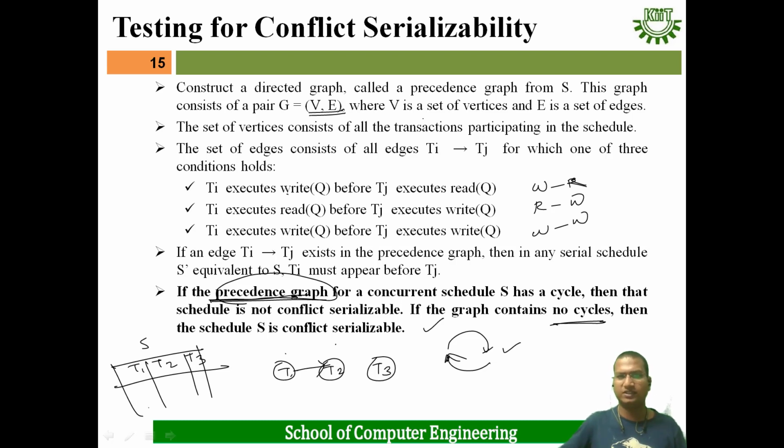Suppose the write-read is present, W1(A) to R2(A). Then from T1 to T2 we have to draw an arrow in this way. In this way we create the precedence graph. At last we have to see if a cycle is present. Suppose there is an arrow from T1 to T2 and another from T2 to T1. If a cycle is present, then the schedule S is not conflict serializable. If no cycle is present, then it is conflict serializable.